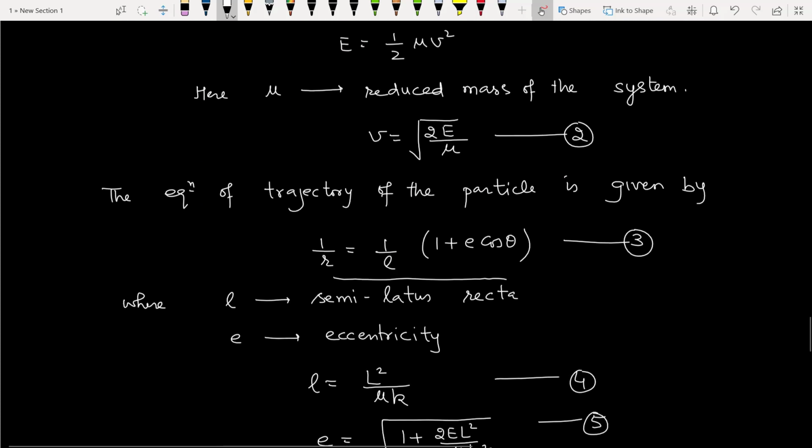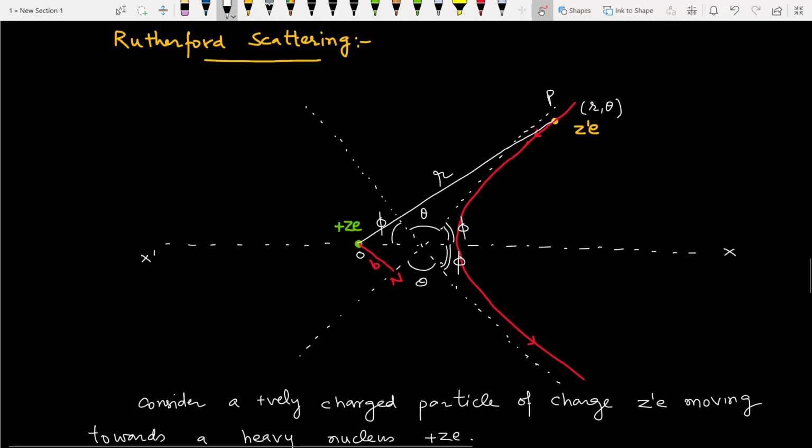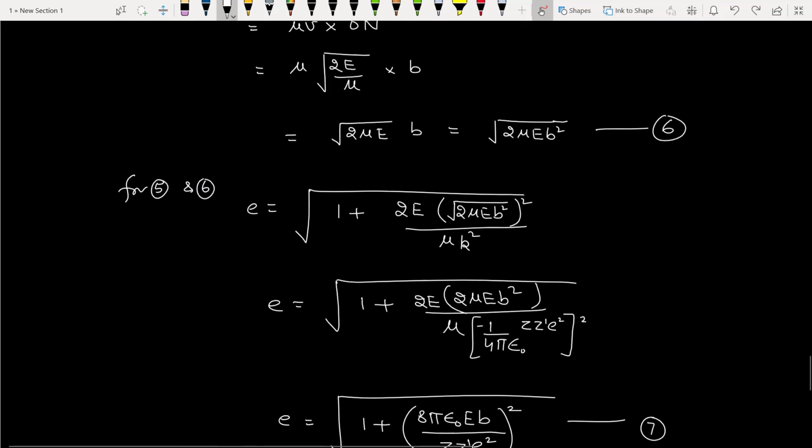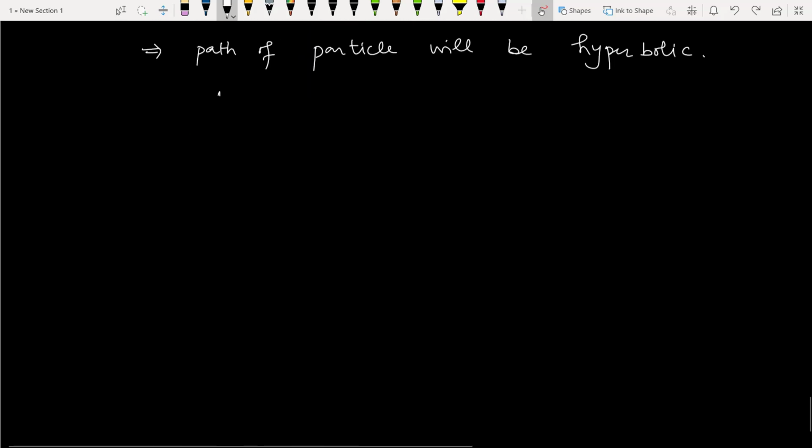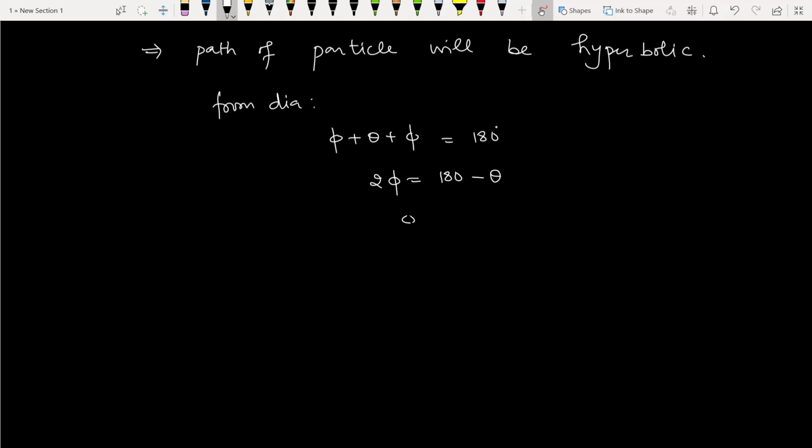So now from the diagram, if you see this, these three angles are linear angles. They make a linear triplet. So from the diagram we can get phi plus theta plus phi is equal to 180 degrees. So 2 phi is equal to 180 degrees minus theta. So phi is equal to 90 minus theta by 2. We mark this as equation number 8.